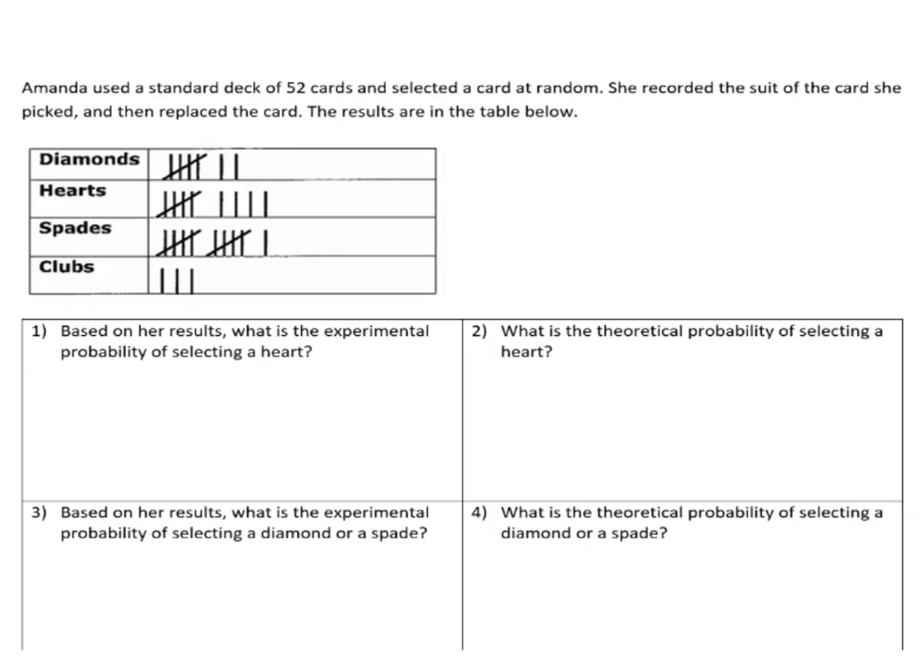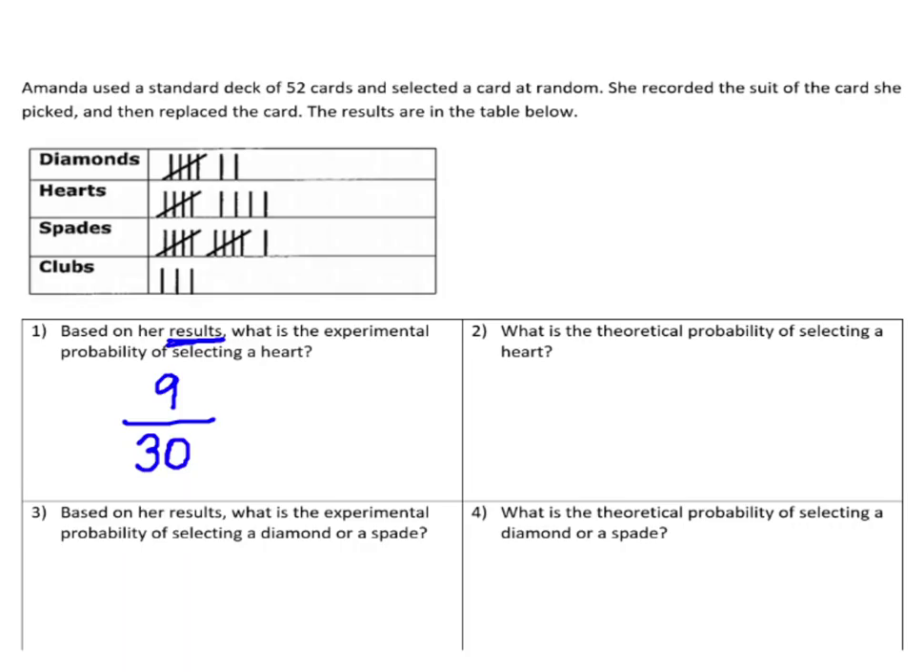So this time, we're going to look at experimental and theoretical. So I'm using a standard deck of cards. There are 52 cards in the deck, and she recorded what she got when she picked a card. So based on her results, that means we did an experiment of probability of selecting a heart. So there are 5, 6, 7, 8, 9 hearts. How many times did she draw? 5, 10, 15, 20, 25. She's selected 30 times.